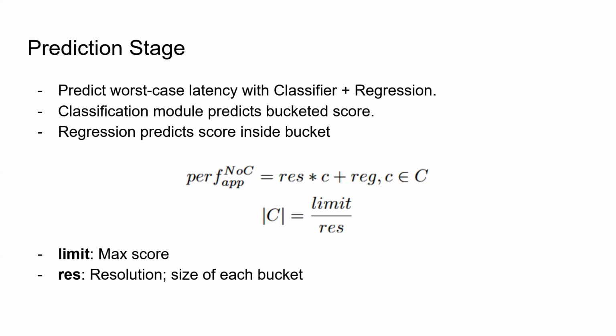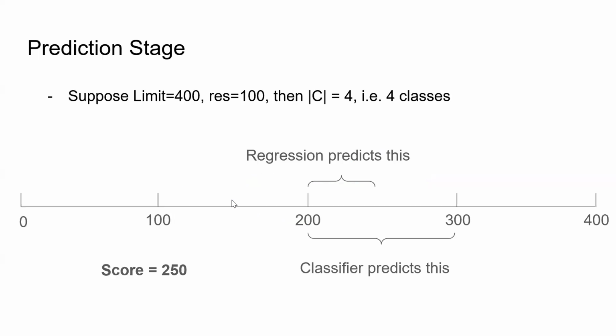So that's like an offset from within that classification. And then, sorry, resolution is the size of each bucket. So maybe 1 to 200 in terms of score is one bucket, and the total number of buckets you would get, which is the number of classes, would be the highest score divided by the size of each bucket. As an example, suppose the limit is 400 and you have a resolution of 100, then you have four classes.